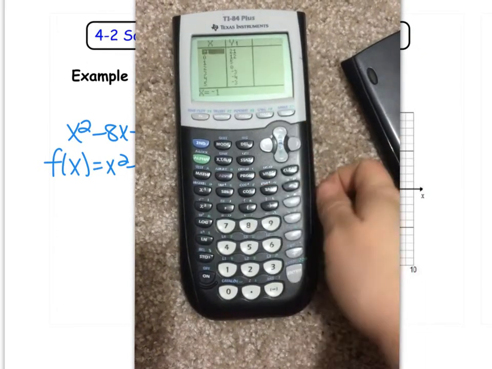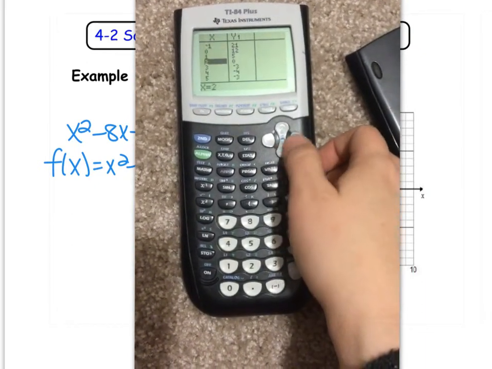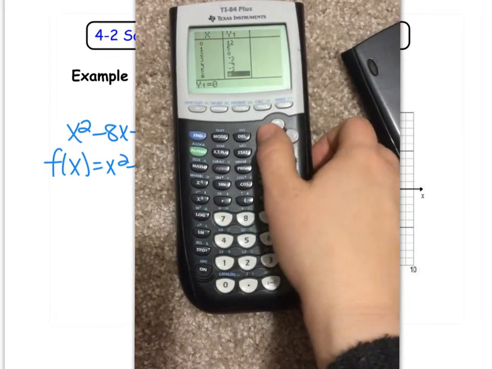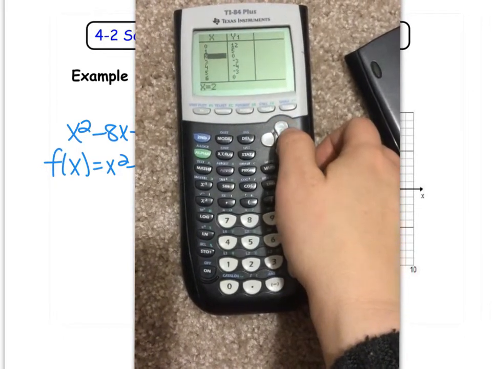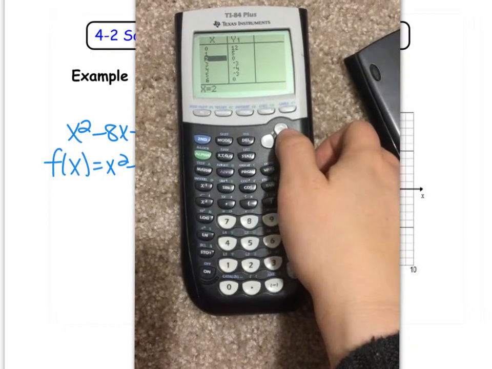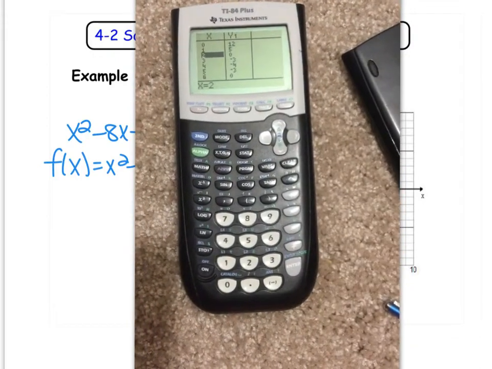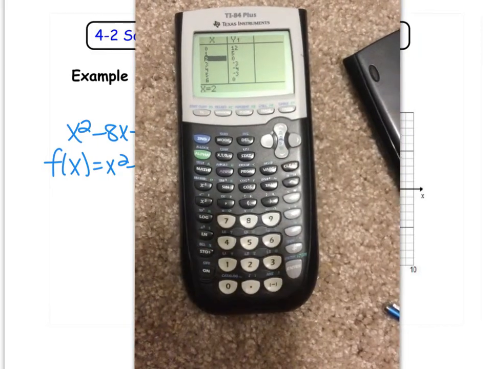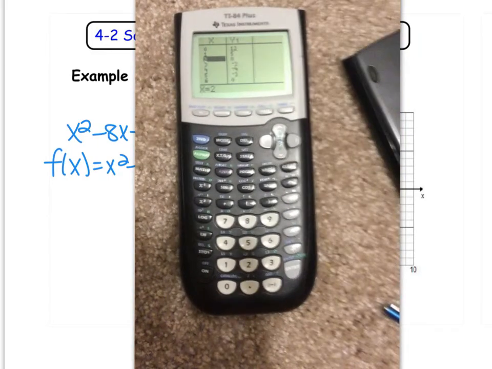So second graph. And 2 does give me an output of 0. And 6 does as well. So my x-intercepts are 2 and 6. So the answers to this equation are x equals 2 and x equals 6. So just use this table and make a sketch of the graph. So we can just graph the 0, the 5, 0, negative 3, negative 4.